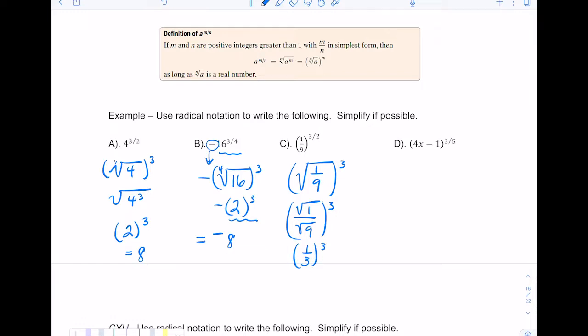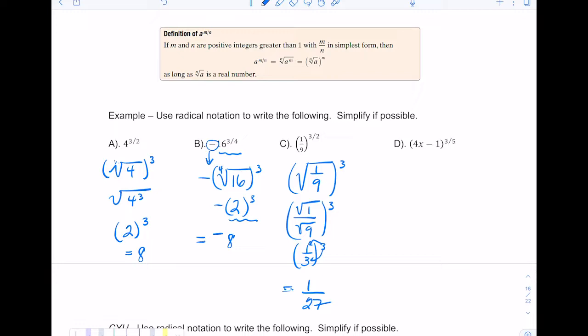And when I have a quotient to a power, quotient just means divide, you're basically going to raise the numerator and the denominator to that power. So this is really 1 to the third, which is 1, and 3 to the third, which is 27.